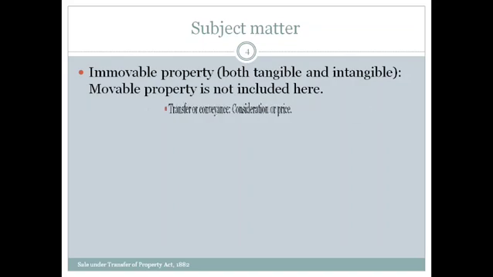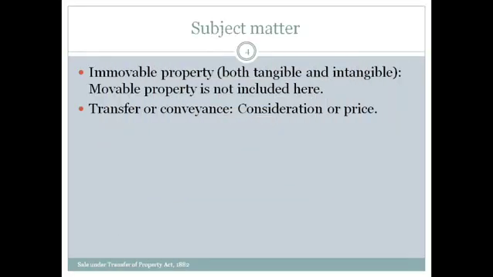The third essential element of sale is the transfer or conveyance. It is one of the important elements of sale. Here, the seller transfers the absolute ownership of the property to the buyer in a manner prescribed by law. The last essential element of sale is the consideration or price. The price is fixed by the agreement between the parties, that is the seller and the buyer. Unless the price is fixed, there is no enforceable contract.